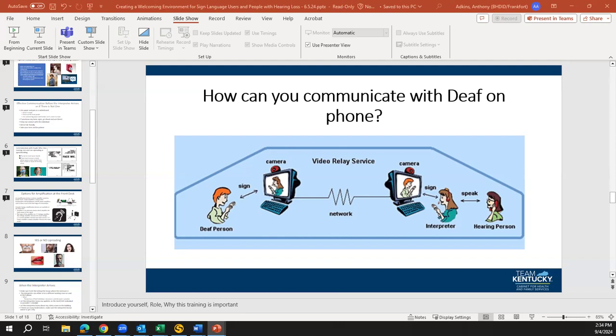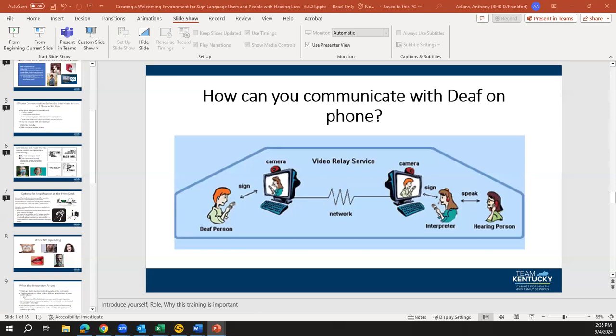Deaf people have a camera and a television screen usually in front of them, and it's a video phone provided by Video Relay Services. It is a free service to deaf and hard of hearing individuals provided by the Federal Communications Commission, the FCC. They have different agencies, relay services, that provide these services, and the deaf person can receive a video phone from one of these companies to make phone calls to hearing individuals in the community.